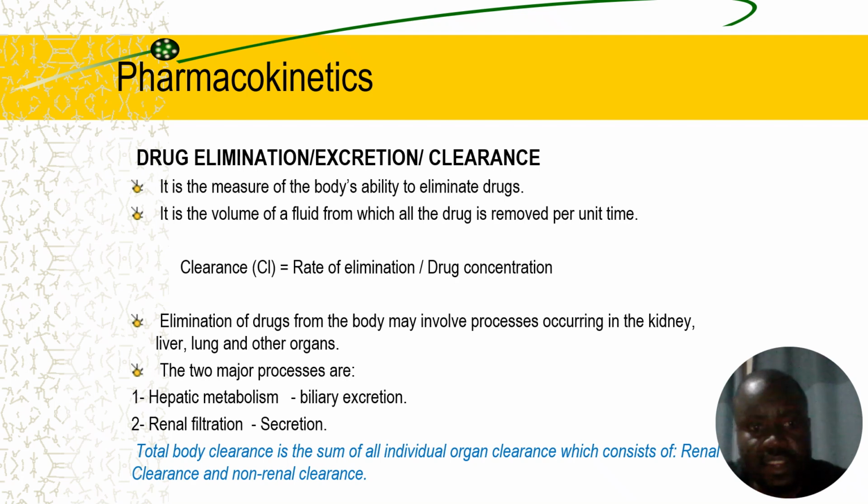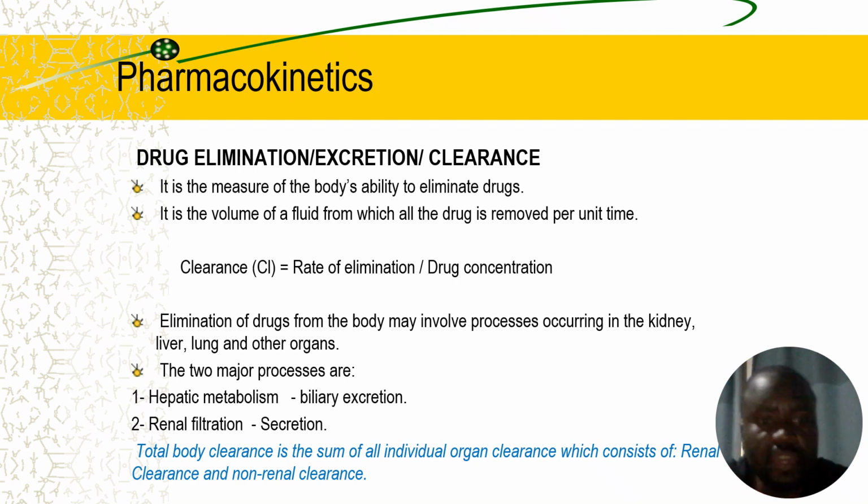So what is drug clearance? Drug clearance basically is the volume of the fluid from which all the drug is removed per unit time. In other words, we say it's the measure of the body's ability to eliminate drugs. So if you are defining drug clearance, you mention it's the volume of fluid. Remember the volume of distribution? Now, out of that volume of distribution, how much of it is completely cleared of the drug per unit time?